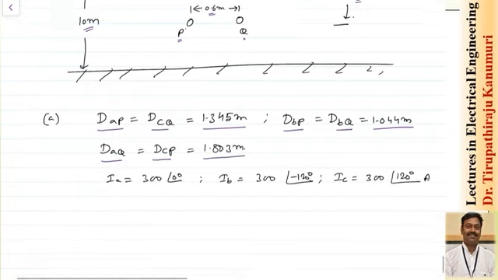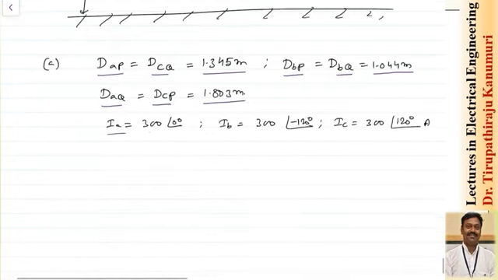It is given the current is balanced, so I am taking the current as balanced. IA is 300 at an angle of 0 degrees. IB is 300 at an angle of minus 120 degrees. And IC is equal to 300 at an angle of minus 240 degrees, or I can write it as 300 at an angle of plus 120 degrees, because both are one and the same.